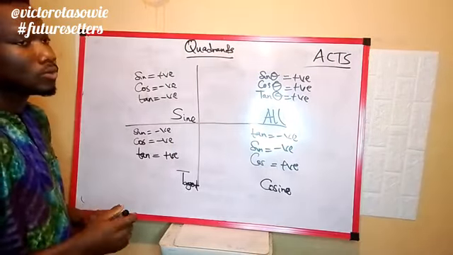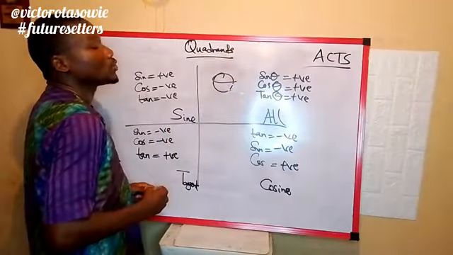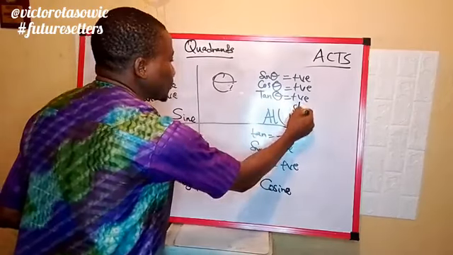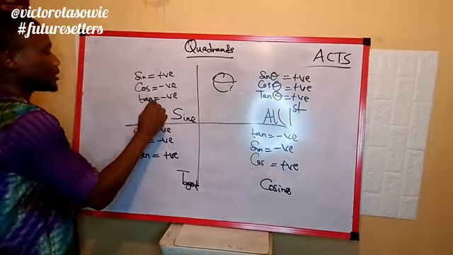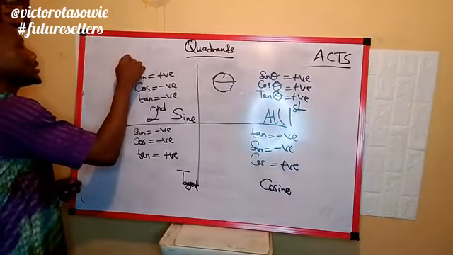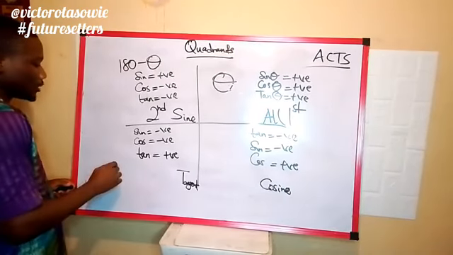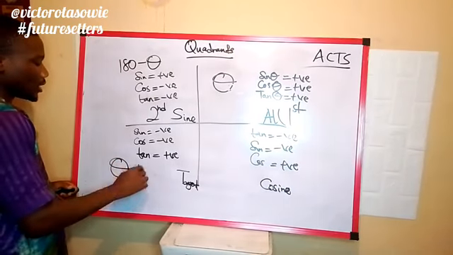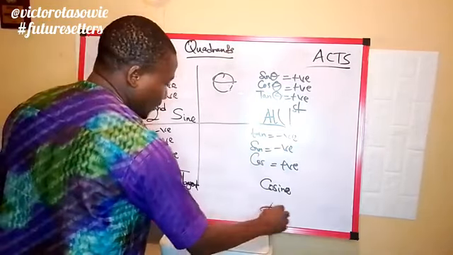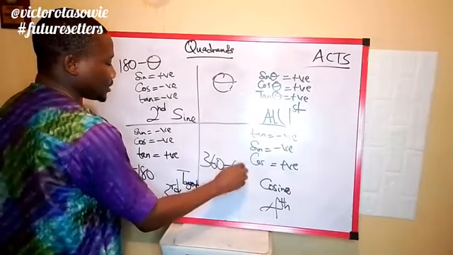Now, whenever we are working with all, our focus is on theta, and this quadrant is known as the first quadrant. This part is known as the second quadrant, but our focus is not just on theta, our focus is on 180 minus theta. Then for the third quadrant, our focus is on theta minus 180. While this part, the fourth quadrant, our focus is on 360 minus theta.